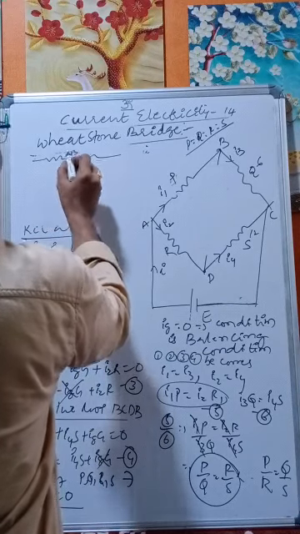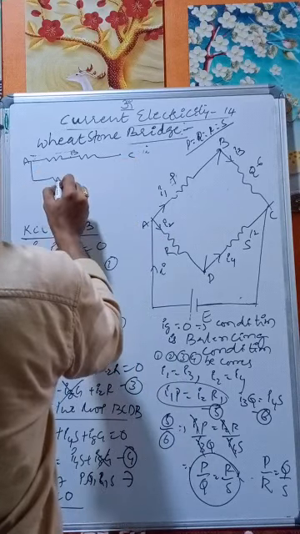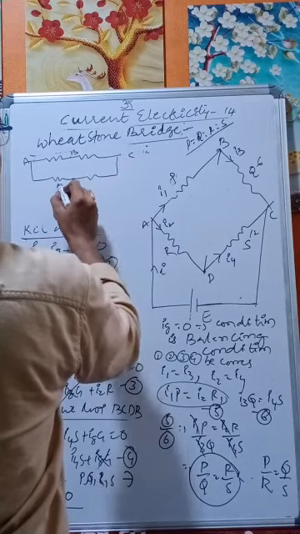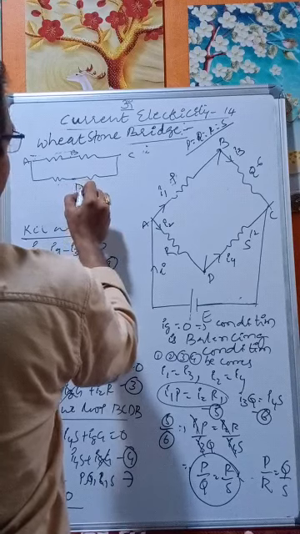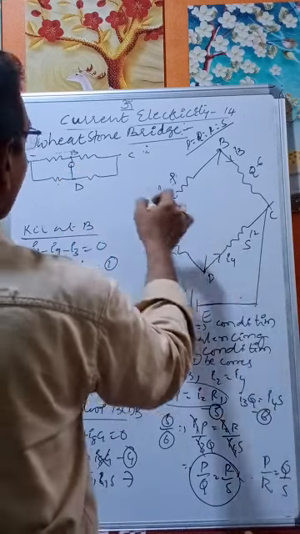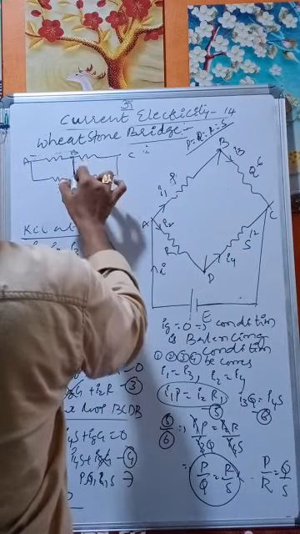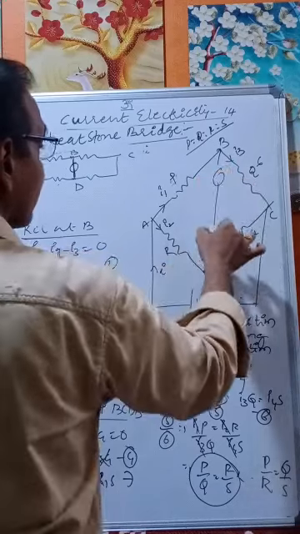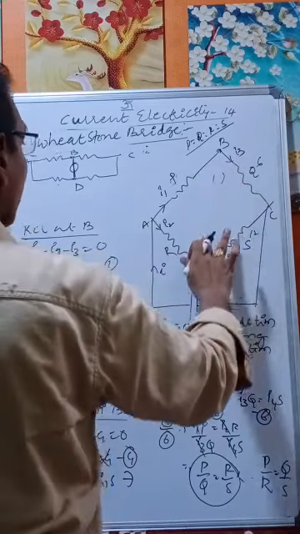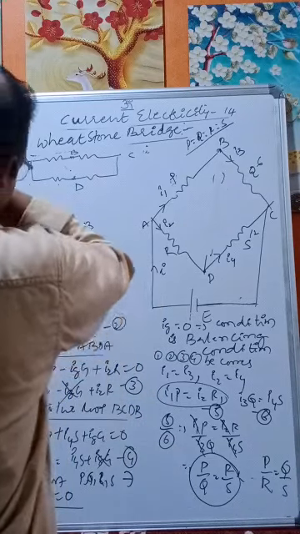This is point B, this is point A, this is point C, and this is point D. Actually between B and D we are having a galvanometer here. But at the balancing condition the galvanometer is removed. Actually between B and D we have a galvanometer, and for balancing we have removed that galvanometer. So the circuit will be like this.